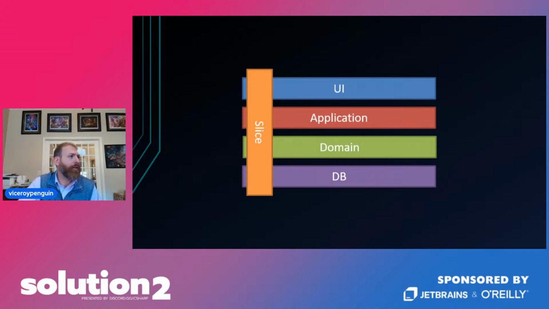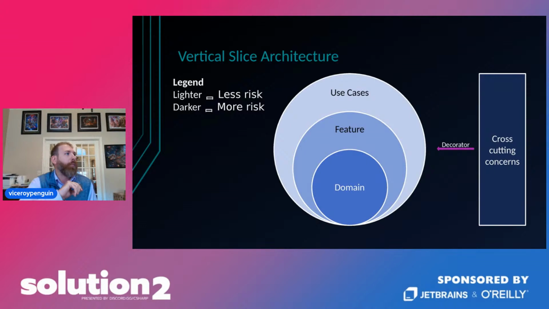So as we talk about this architecture, what we look at here is this. We have our use cases, we have our features, we have our domain, and then we have our cross-cutting concern. And the idea there is that a use case is a single endpoint. It's, hey, I want to query the customer. I want to query the open order. I want to query whatever I need to, or I need to save an order.